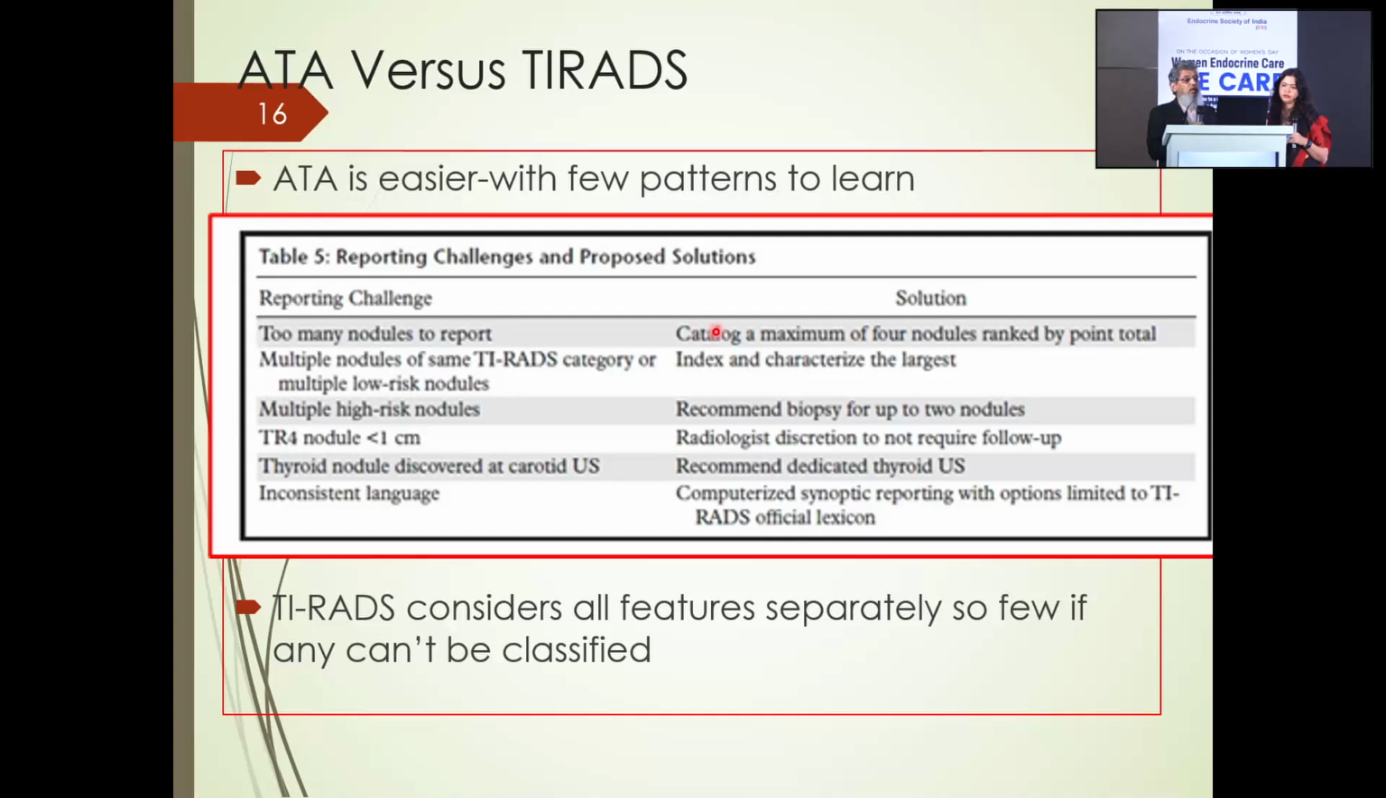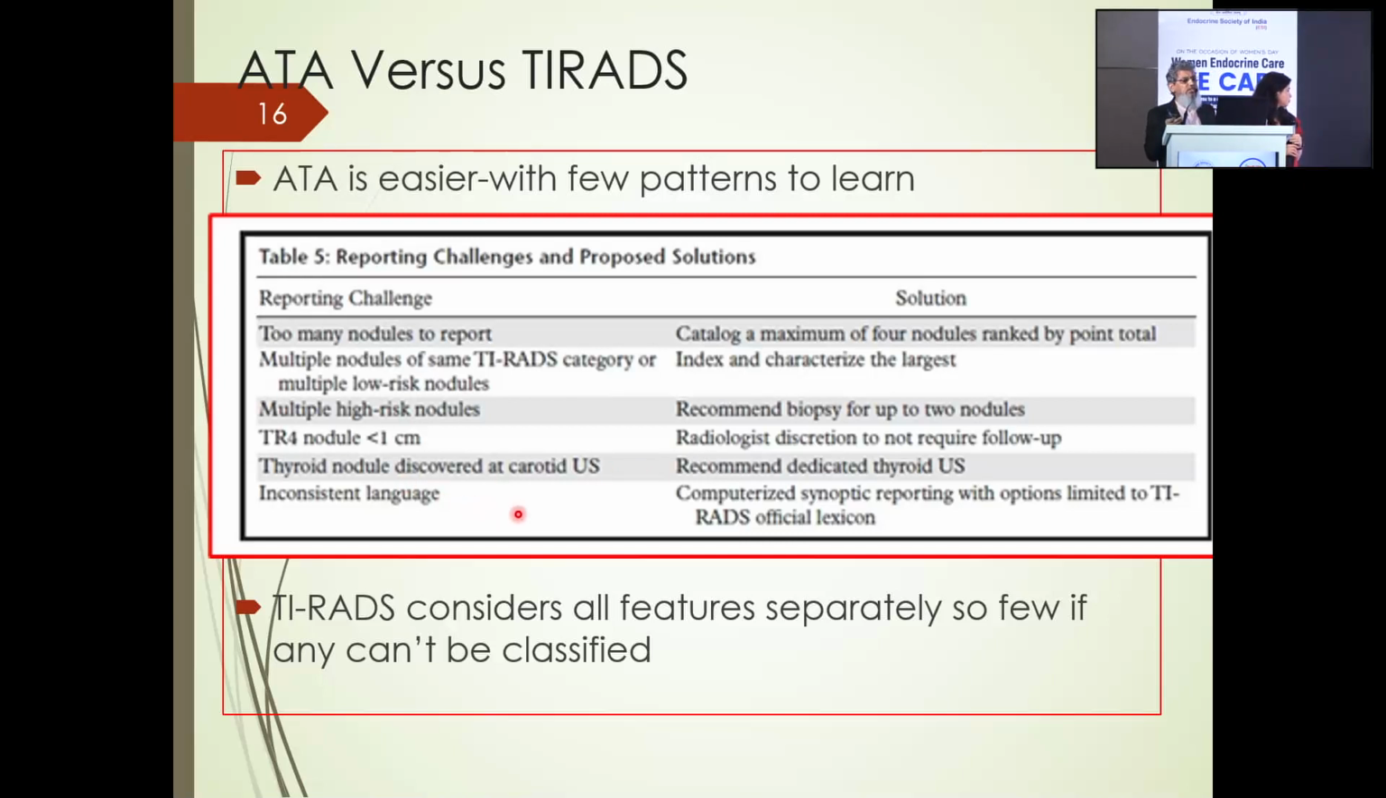So there are many nodules. What radiologists should do is catalog a maximum of 4 nodules, ranked by their points. Second, for multiple nodules of the same T-RADS category or multiple low-risk nodules, we mark the nodule which is the largest index and characterize the largest. That is the first thing. For multiple high-risk nodules, we recommend biopsy for up to 2 nodules only, not all of them. For TR4 nodules less than 1 centimeter, it is at the radiologist's discretion to not require follow-up. For a thyroid nodule discovered in some other investigation, like a carotid ultrasound, we will recommend a new ultrasound again.